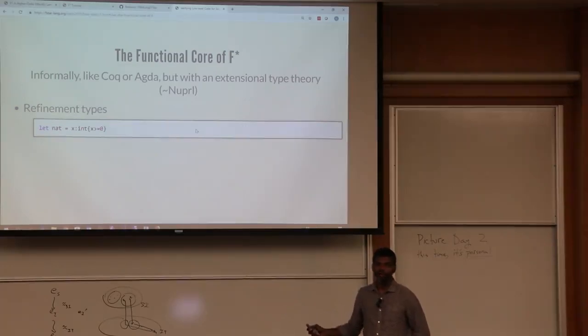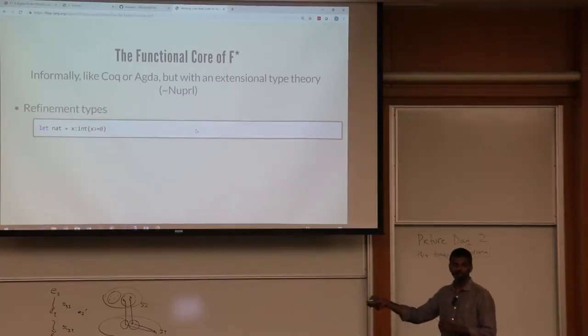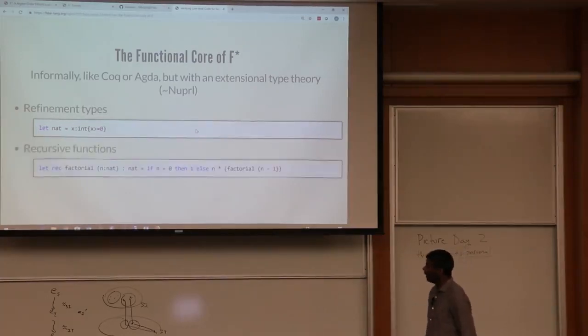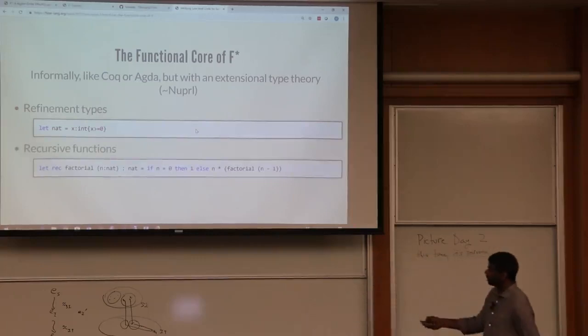If this were a sigma type, sigma types are a pair of the underlying carrier and the proof of the refinement. And that pair has to be destructed each time you use a sigma type. That's not the case with refinement types. A nat is just an int, but has this additional property. We have recursive functions. Those are primitive in F*, and we already saw factorial.